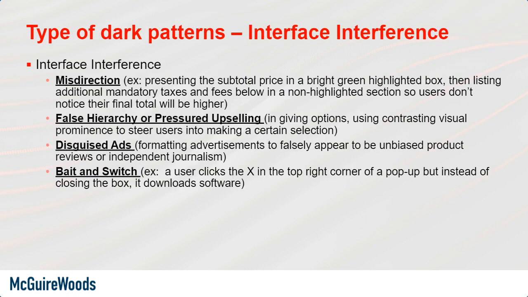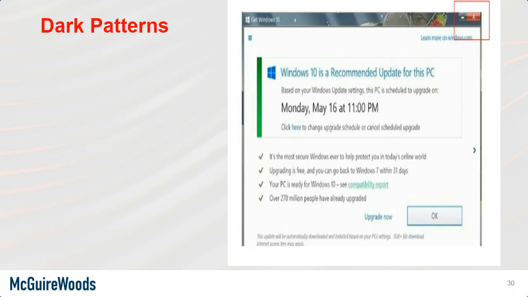So interference is really just having the user experience disguise what's really going on by pushing them in a different direction: disguising ads, bait and switch type actions. One of the examples we have here is the Windows 10 recommended update pop-up, Windows 10's recommended update for this PC. If you look at the top right where we've highlighted in the red box, there's an X to click out of it because it's a pop-up ad, but the ad itself says upgrade now and okay, and they're both things that if you click on it, it's just going to take you to this upgrade that isn't necessarily needed, and it's been disguised as an app.